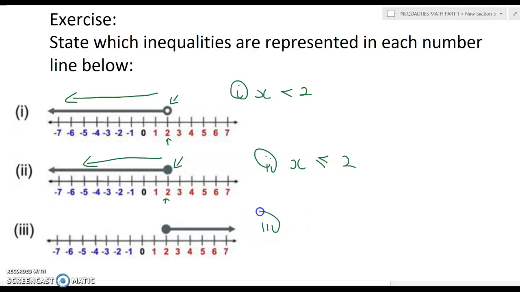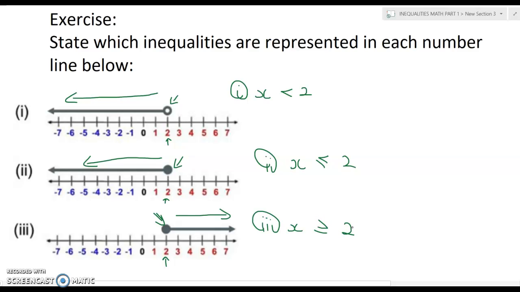And then part 3, again we start at 2. We have a solid or shaded circle as well, and the arrow is going towards the positive or right side. So this is x is greater than or equal to 2.